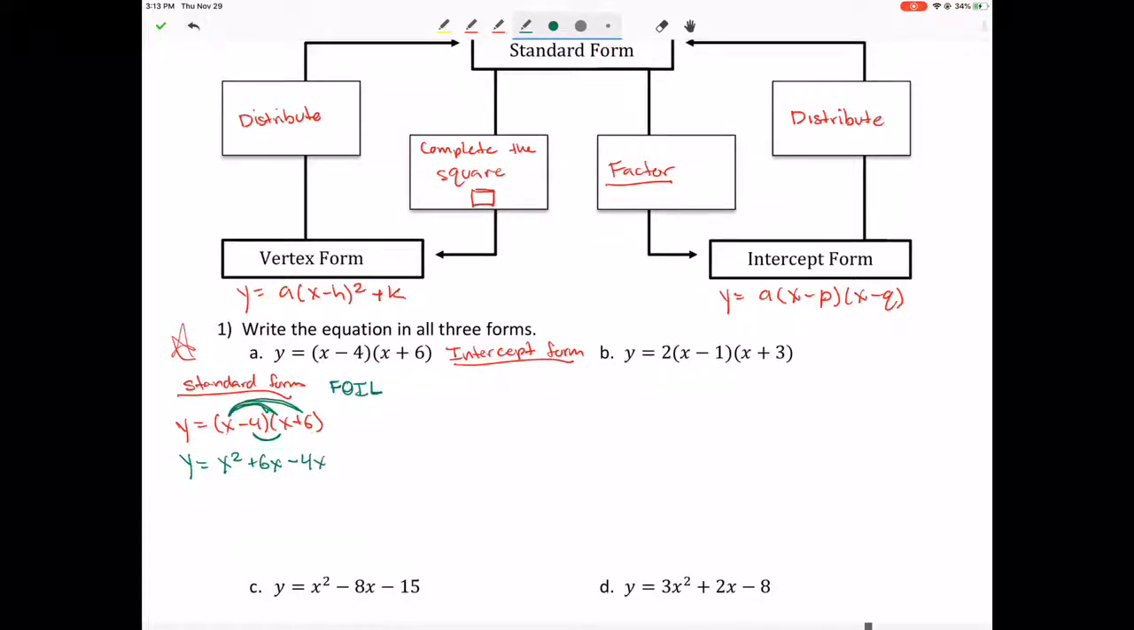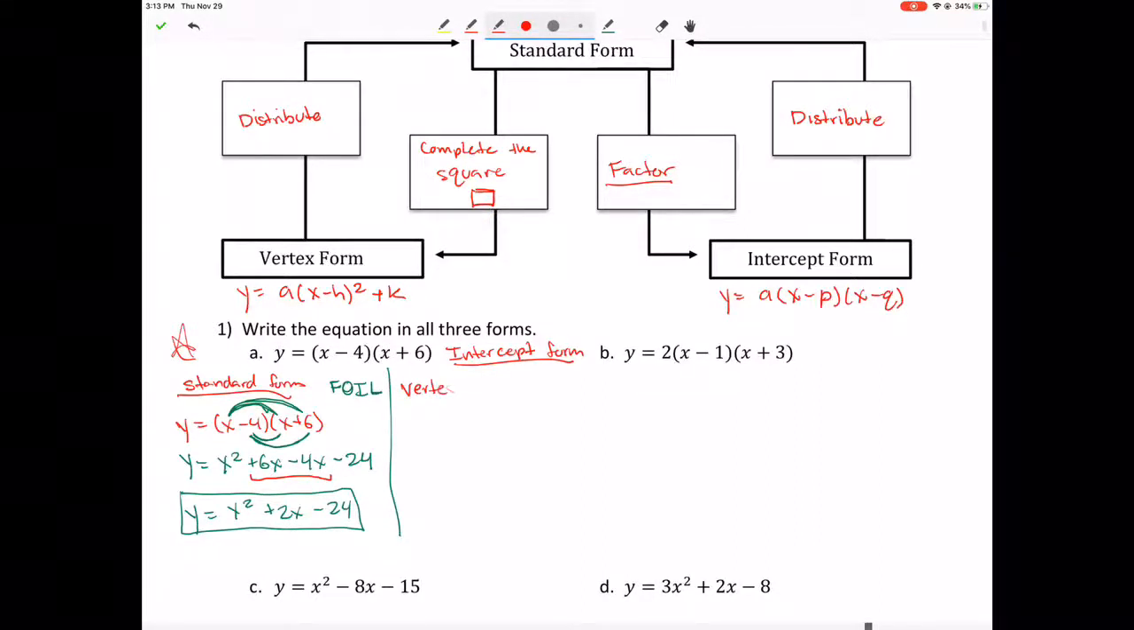Oops, sorry, I totally messed that up. Last terms. Awesome. Okay, so that gives us negative 24. All we do after that is we combine like terms, and that gives us y equals x squared plus 2x minus 24. Okay, now that we have it in standard form, we want to write it in vertex form.